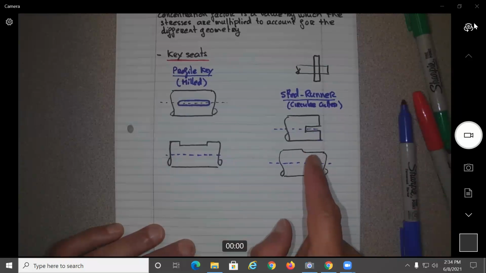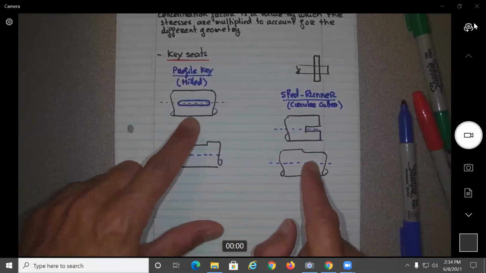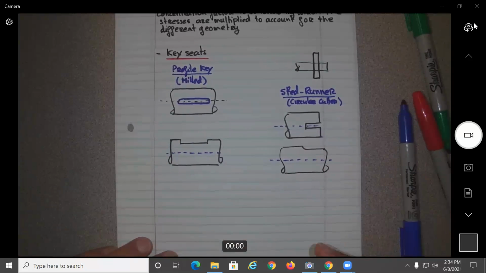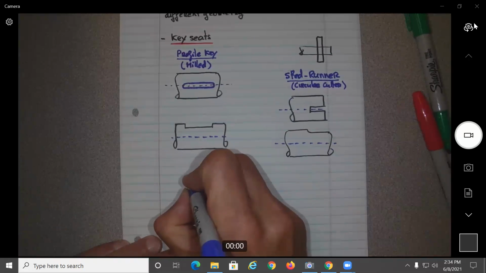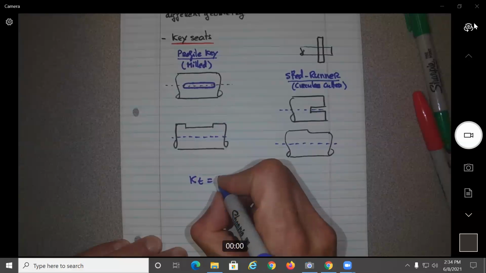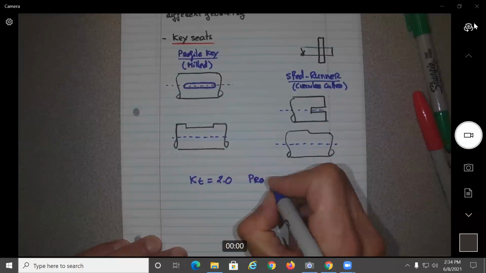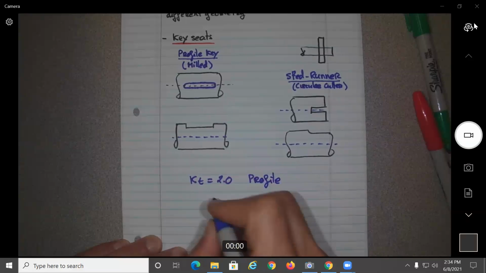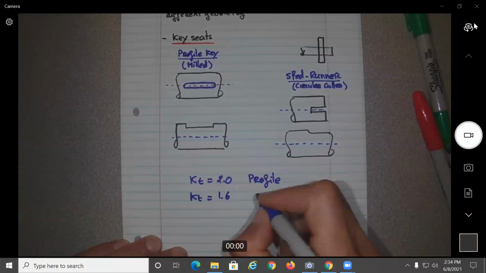Which one do you think is better? This one's going to be much better, no? We need to have a mill machine, need to have a miller. So basically, the concentration factor K of T will be equal to 2.0 for a profile, and K of T will be equal to 1.6 for a sled runner.